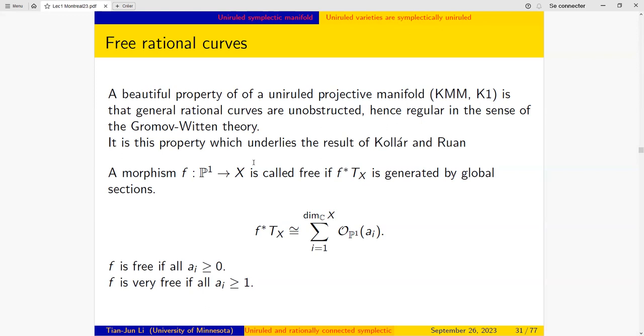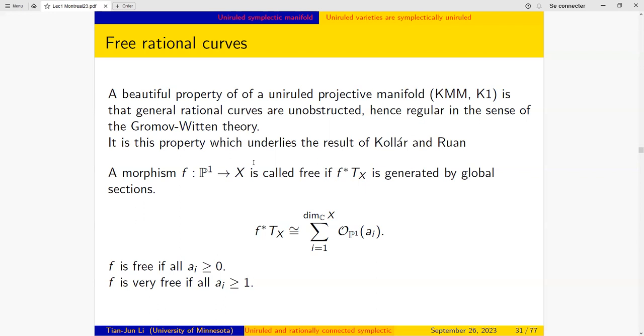Actually, not only do you have rational curves everywhere, but the general rational curves are particularly regular as an abstraction, in the sense of Gromov-Witten theory. Another word for constructed is that the morphism is free. In a sense, the pullback of the tangent bundle to P1 breaks into non-negative line bundle pieces. There's no O(-1), O(-2). So the curves can freely move in every direction.